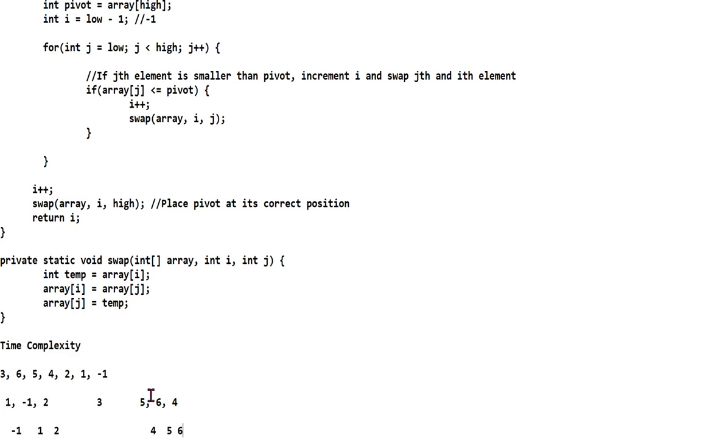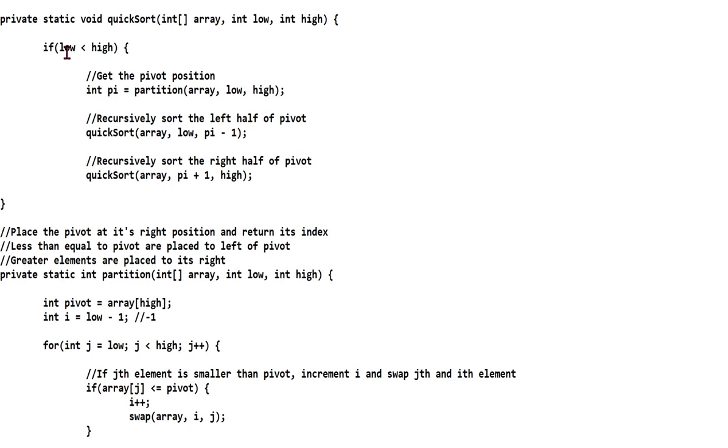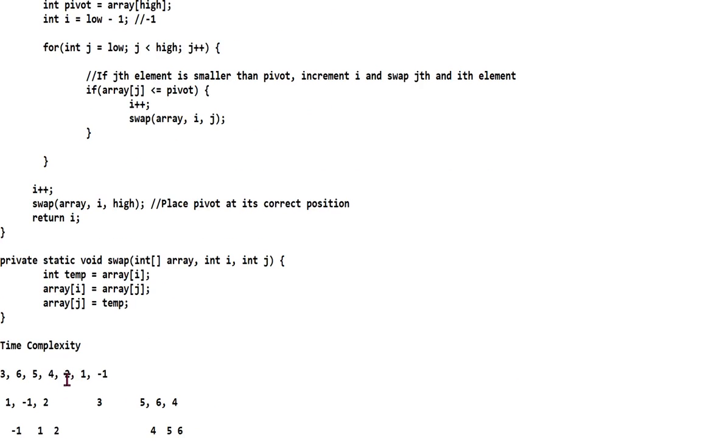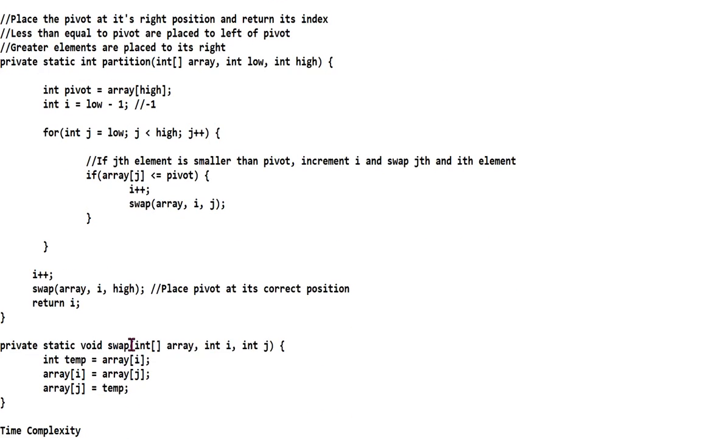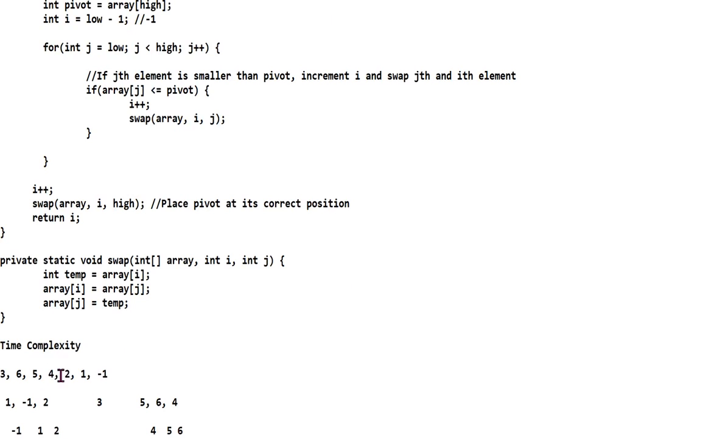And then we have only one element left. So now we're not going to go into that recursive algorithm. Here low is equal to high, so we're not going to go inside. If you look at this, this is a tree structure. We are recursively calling this, so this is like a tree structure. This is level 1, this is level 2.